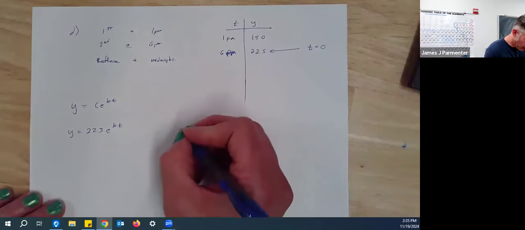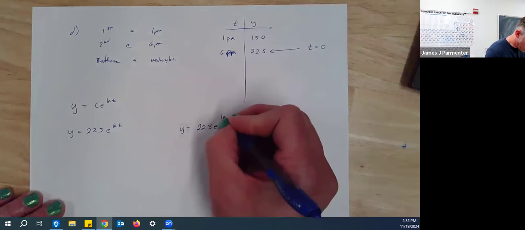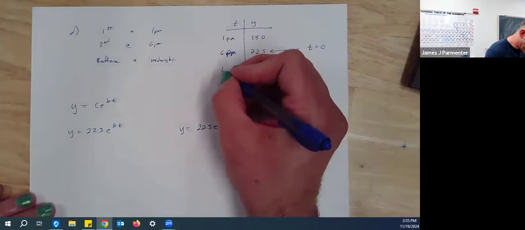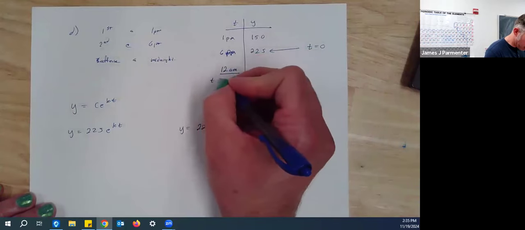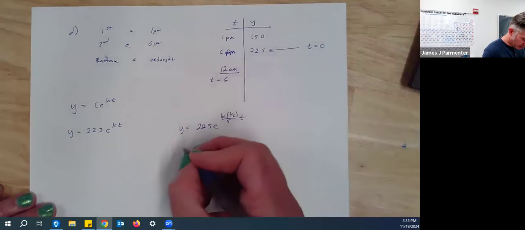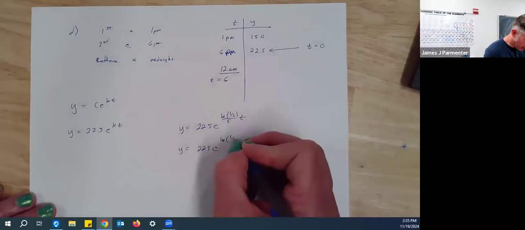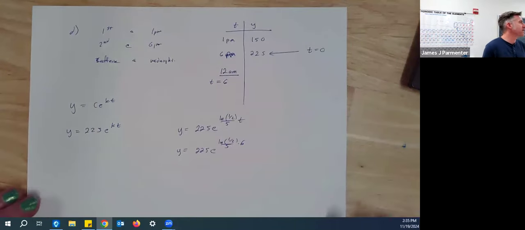So then we know that our model is y equals 225 e to the natural log of 1/2 over 5 times t. And then we can ask the question, what's your caffeine looking like at 12 a.m.? Meaning at time equal to how many hours later? 6 hours later. So then it would be y equals 225 e to the natural log of 1/2 over 5 times 6. And it'd be a little bit less than half of 225 because we've gone further.